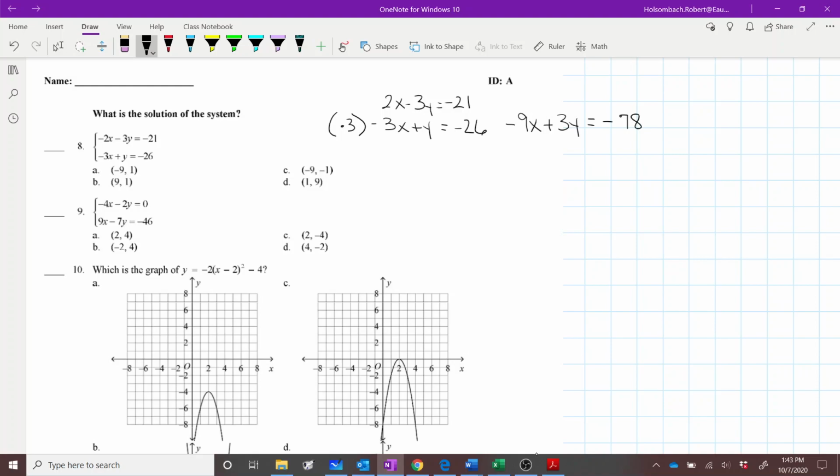I'm going to rewrite the first equation, 2x minus 3y equals negative 21, and then I'm going to combine the equations. So 2x minus 9x is negative 7x. Your 3y's eliminate, and negative 21 minus 78 is negative 99. Divide both sides by negative 7.